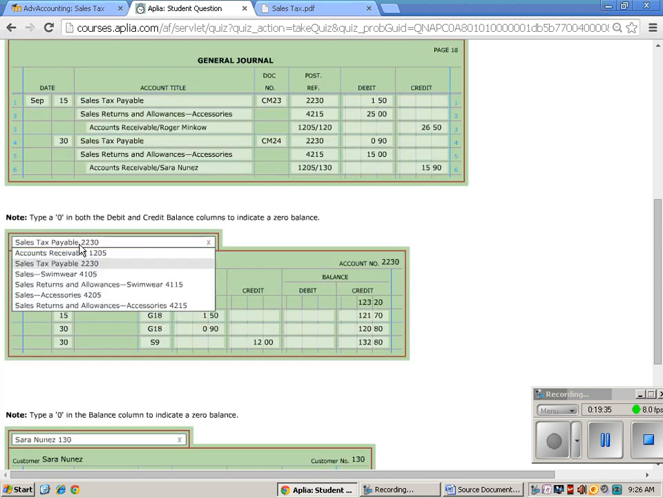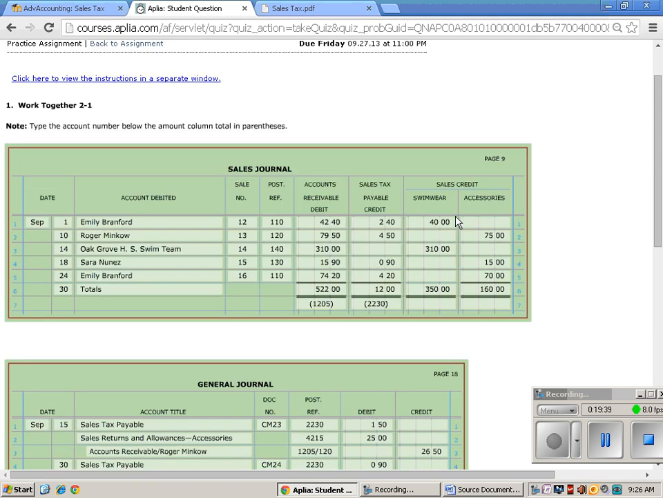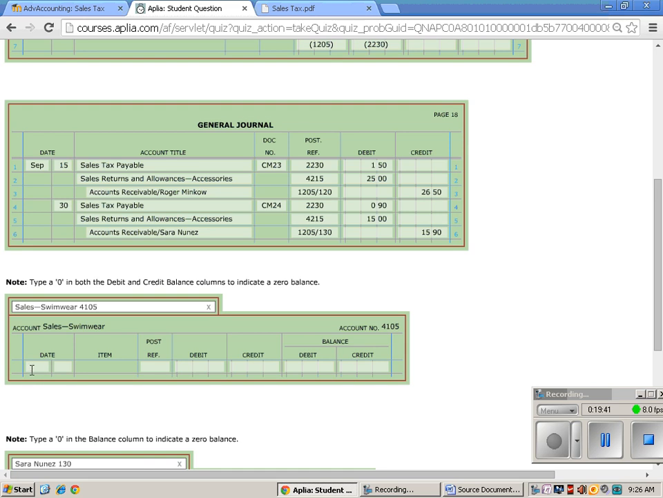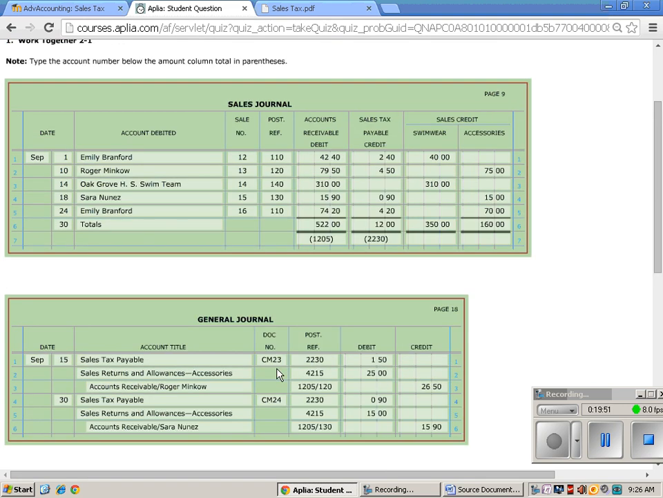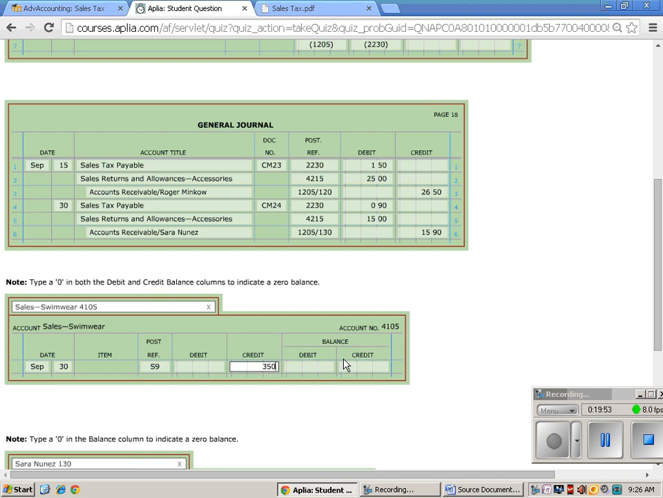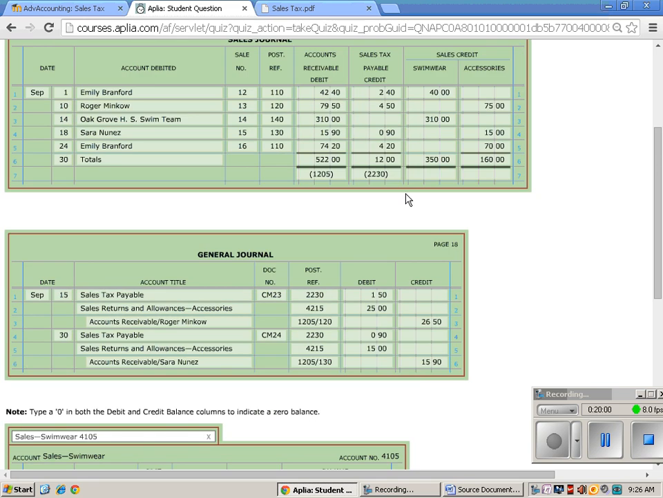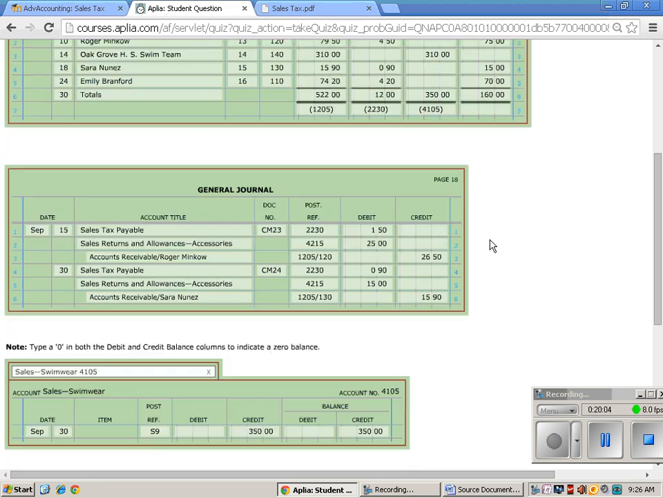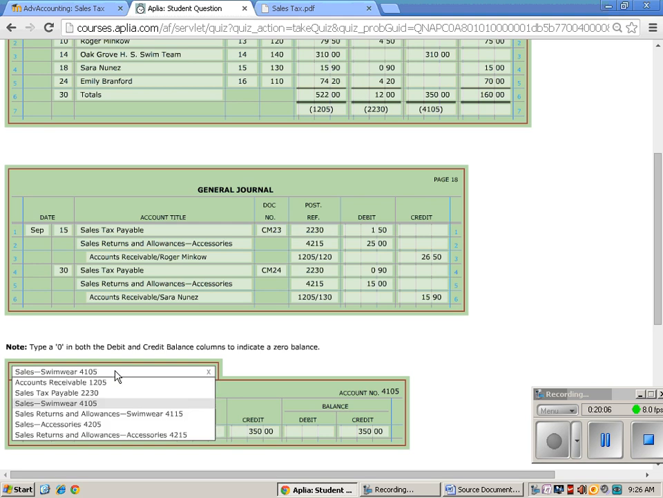Sales credit, got to put it in 2 spots because we want to know for each department. So we're going to start with our swimwear department. Our date is the 30th of September. Post reference is our journal page, S9. It's a credit of $350. So during the month of September, we sold $350 worth of bathing suits. So we're going up here, 4105.